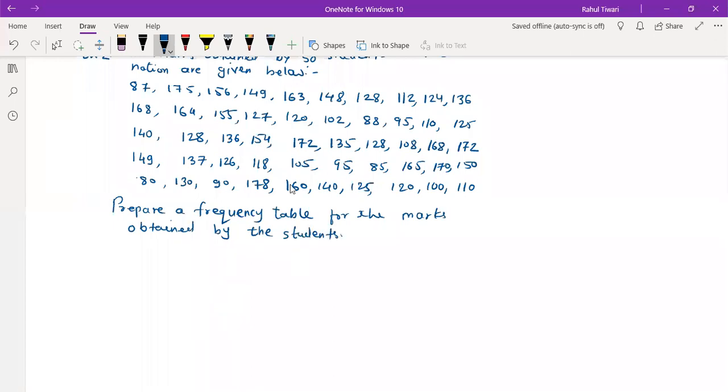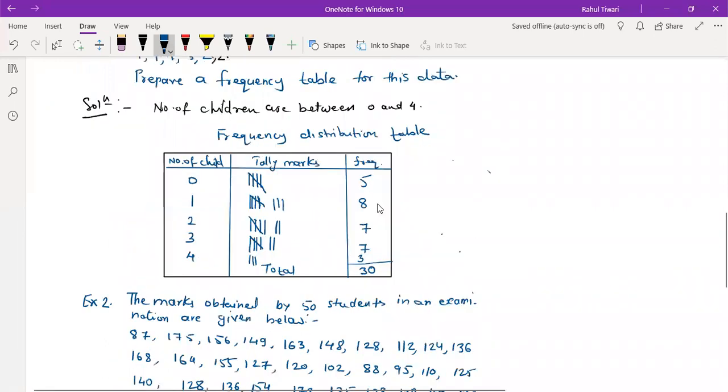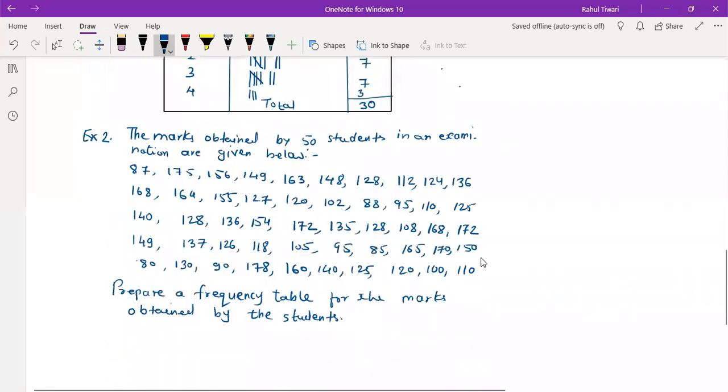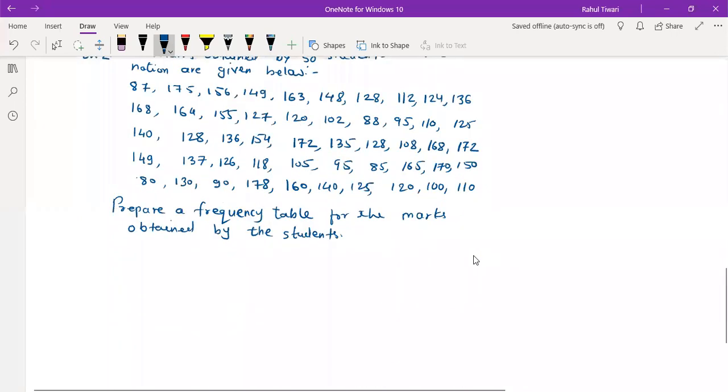Okay. These are the questions we have now. Now we will do the solution based on that. So we have a solution. First of all, we need to understand the variable we are studying. What is the characteristic we are studying?